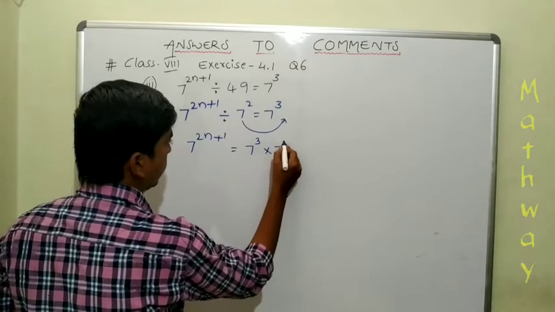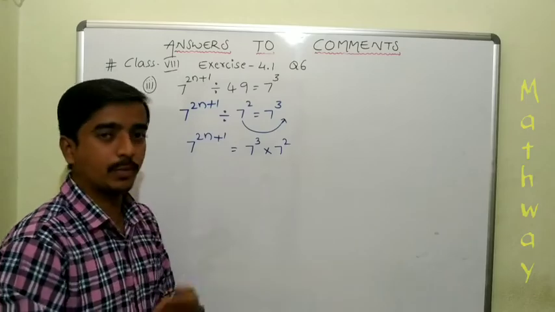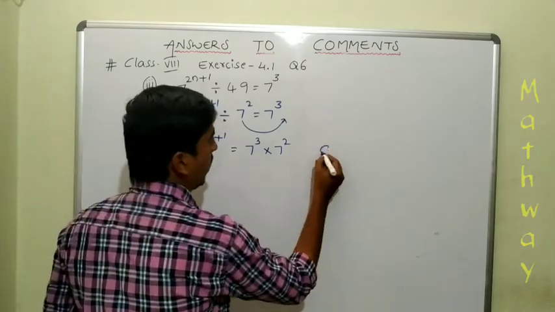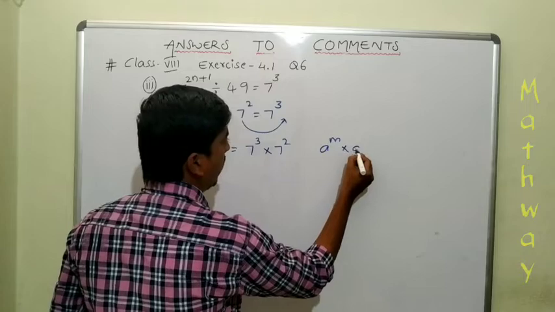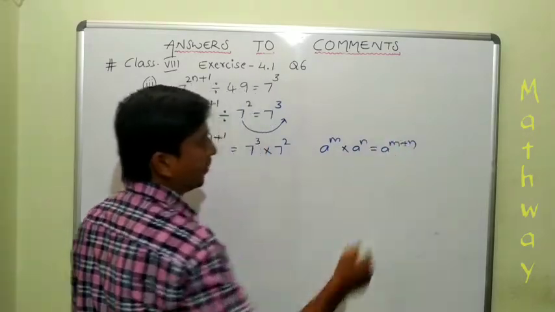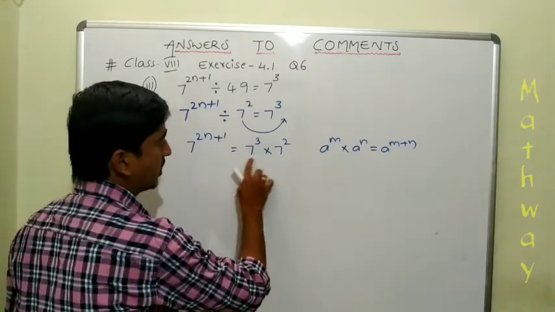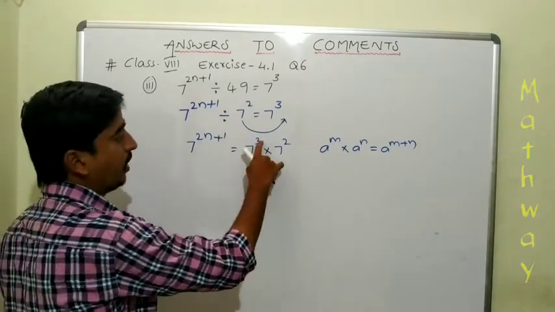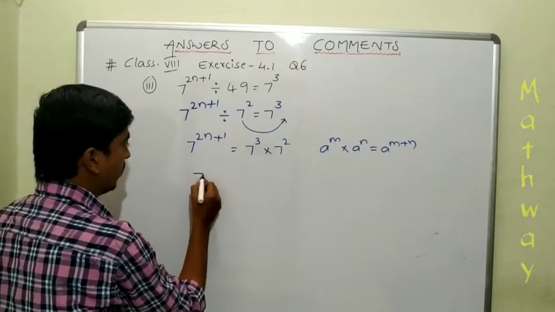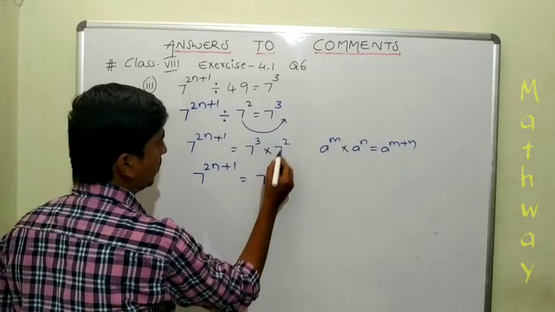into 7 square. So here the formula which we used in the previous problem, that is a power m into a power n equals to a power m plus n. So when bases are same, exponents are added. So here bases are same and with multiplication, so we have to add the exponents. There is no change in the LHS side. 7 power 3 plus 2.